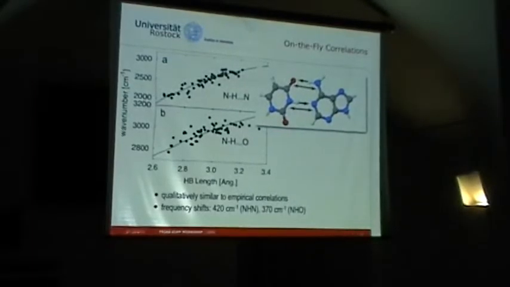One should say that although we will see that we get a very good description of the fluctuations, for some reason we didn't fully understand yet, the absolute values of these transition frequencies are not that good and come out a little bit too low.